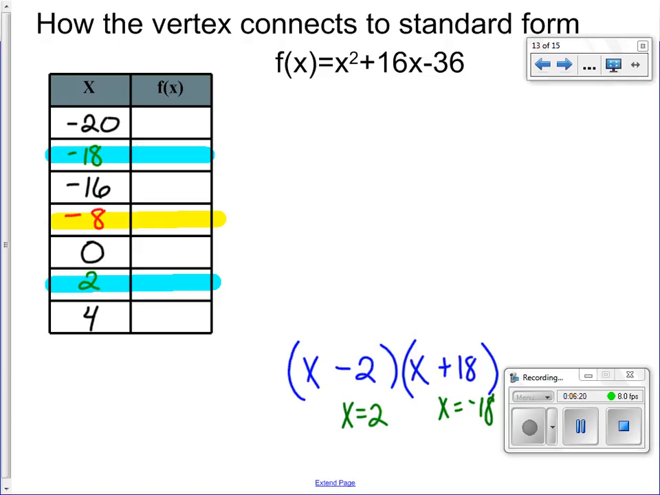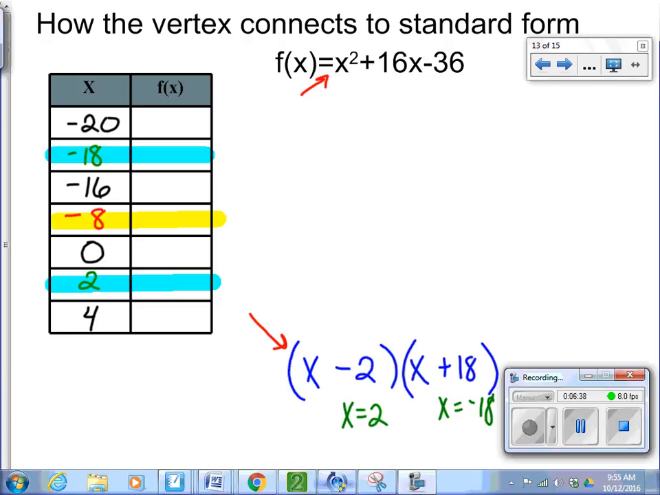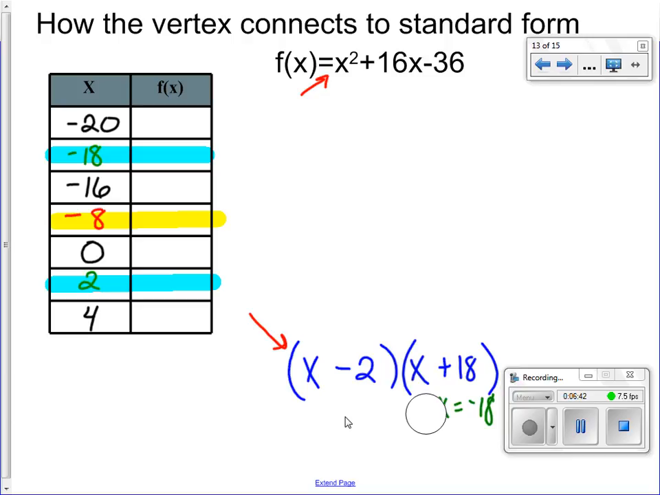So it's up to you. You can plug it into the standard form up here, or you could plug it into the factor form since you went ahead and found it to get our x-intercepts. Alright, but I'm going to use the factor form just because I think I can do the mental math a little quicker.